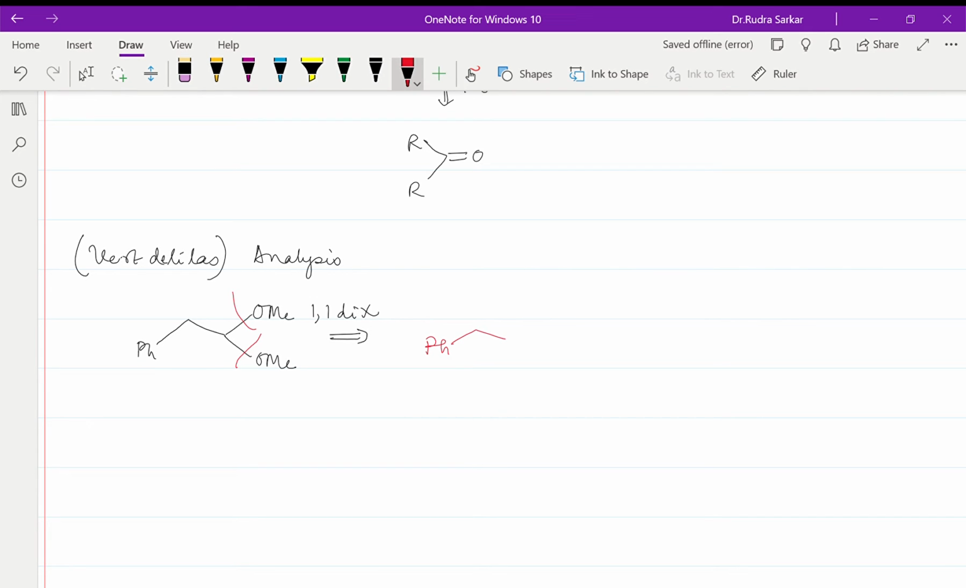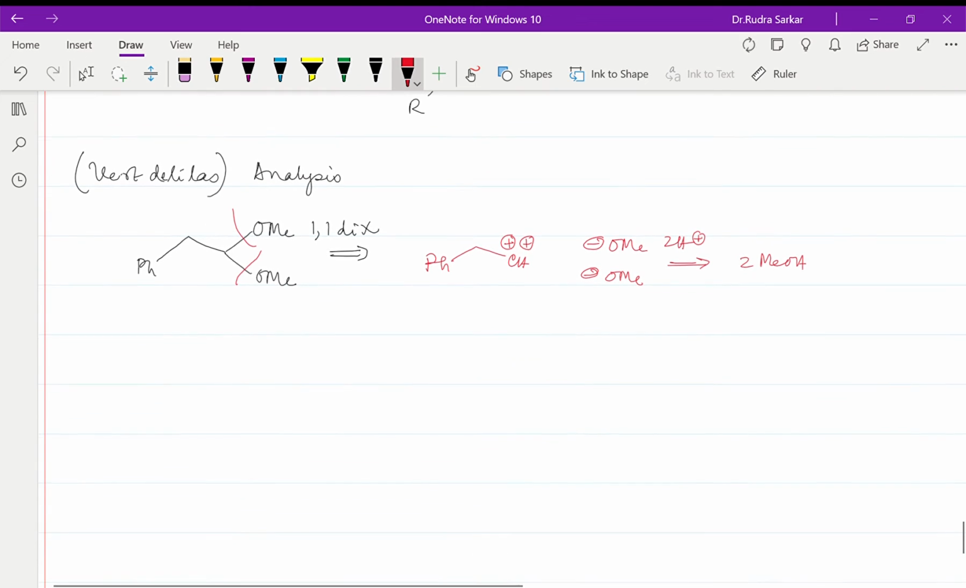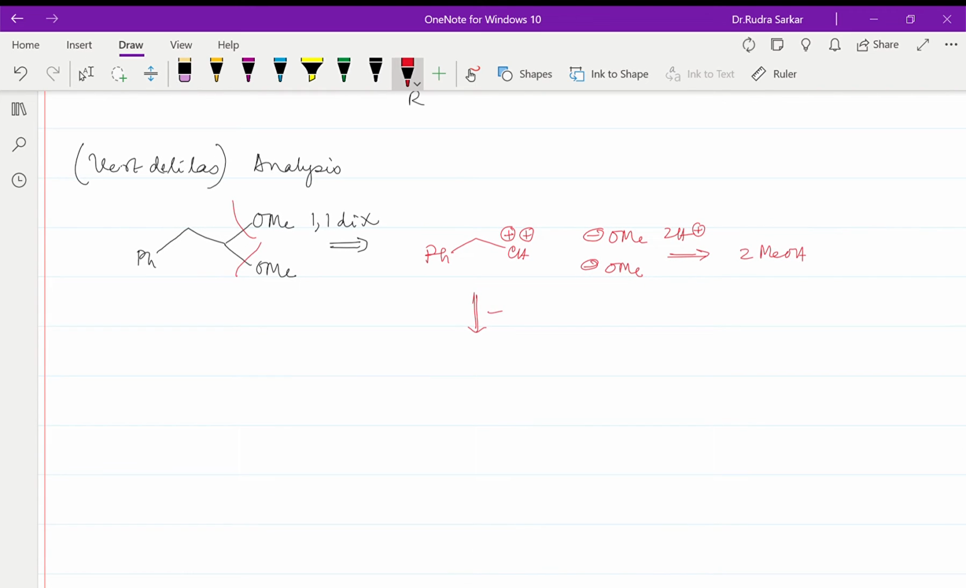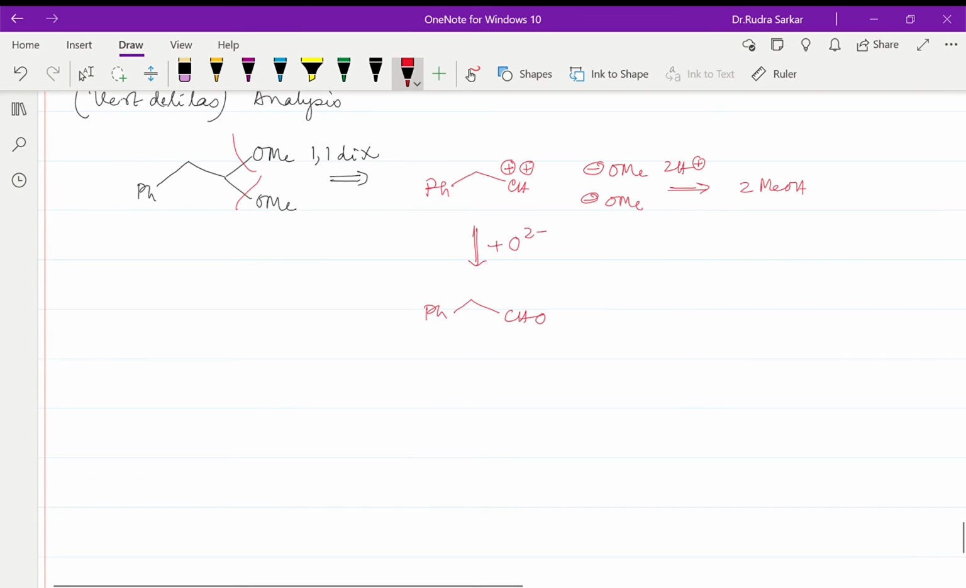So we are generating over here PhCH2CH2CH plus plus synthon, and along with that we will be having two such methoxide, for which if we add the proton we get the methanol starting materials. And for this one, as we did before, whenever we see CH plus plus, always remember we will add O2 minus, that will generate and give us our corresponding aldehyde.